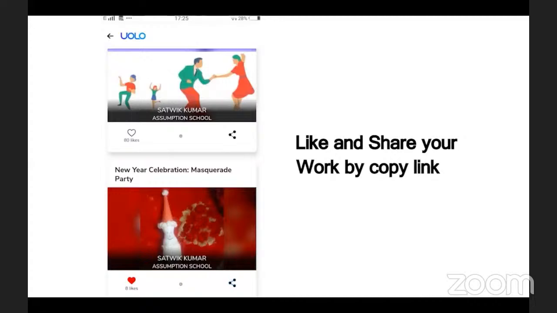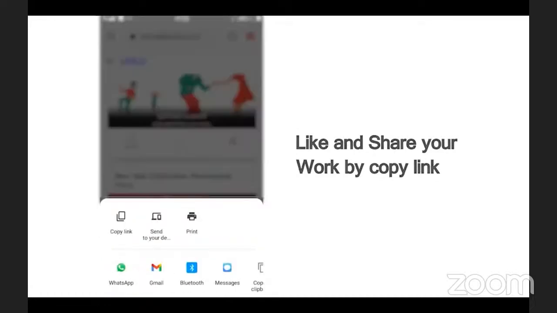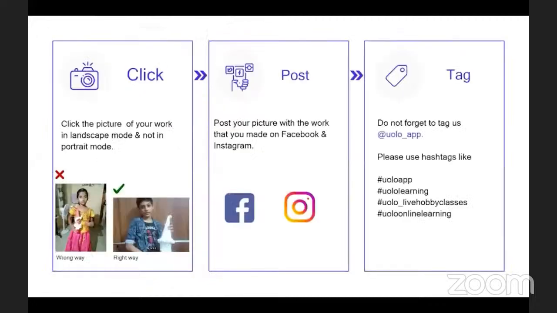If you want to showcase your work on social media, that too is very simple. Click on Share, copy the link, and post it on Instagram or Facebook or any other platform of your choice. Just a tiny reminder, your submission looks a lot better if you could click a photo in the landscape mode rather than the portrait mode.